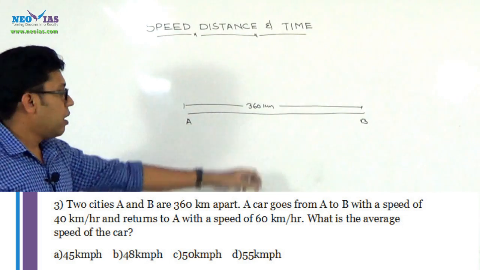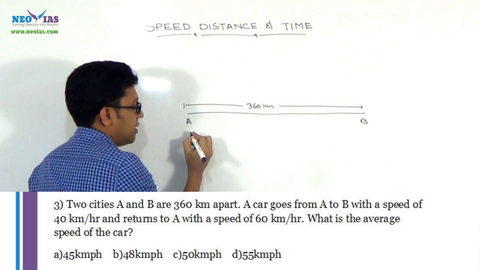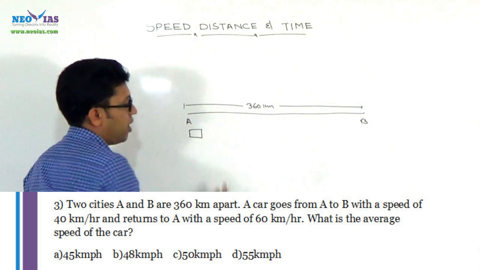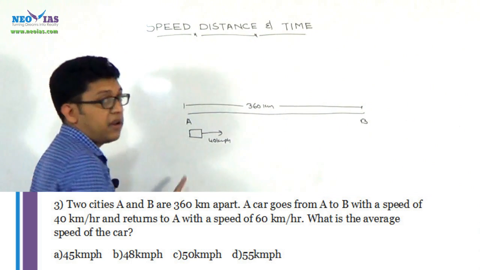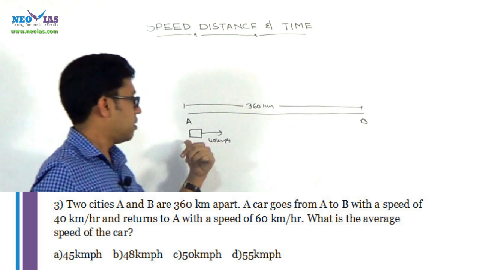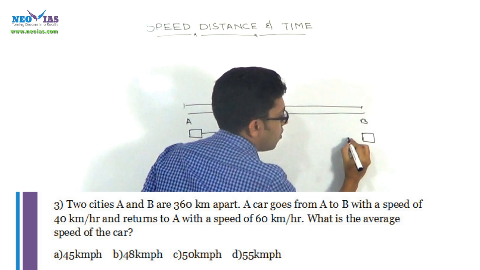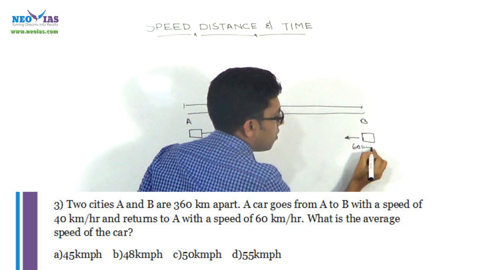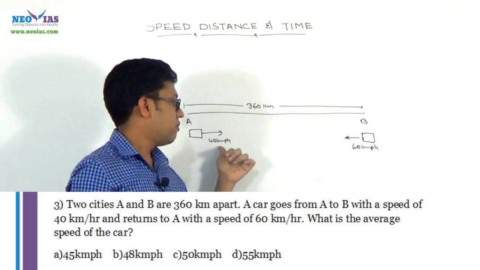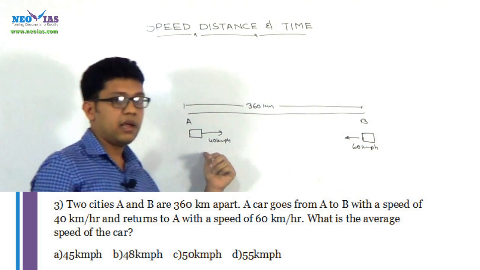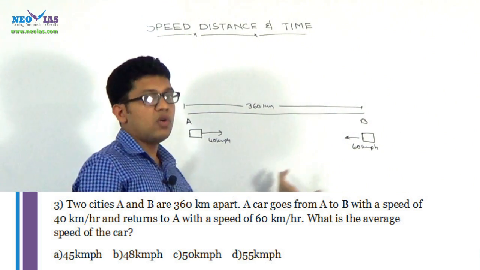One car goes from A to B at a speed of 40 km per hour. After reaching B, it returns to its starting point, that is from B to A, at a speed of 60 km per hour. So a car goes from A to B at a speed of 40 km per hour and returns to A at a speed of 60 km per hour. Then we need to find the average velocity for the whole journey.